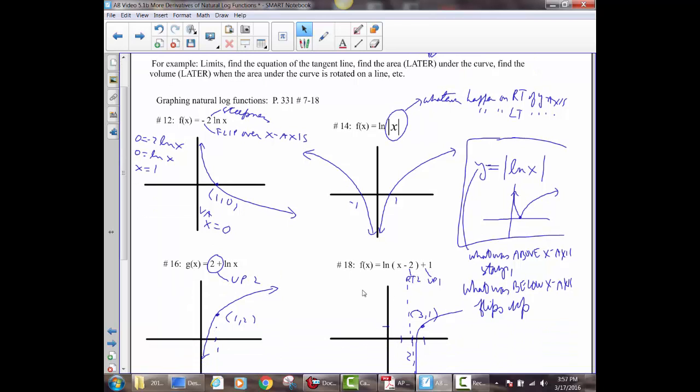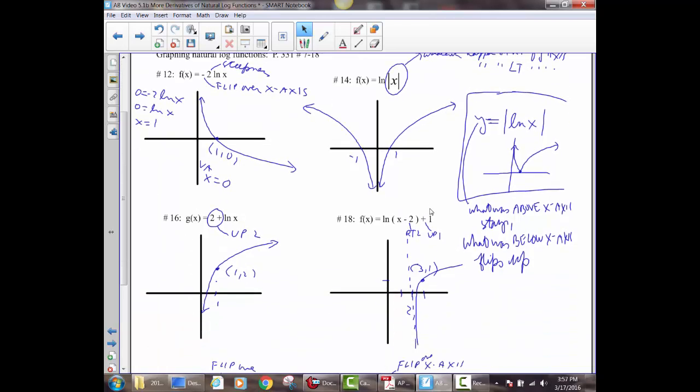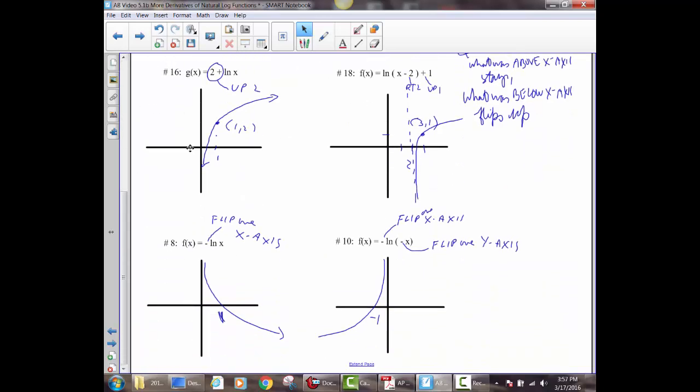This, of course, will move it right 2, which means the vertical asymptote, which used to be at x equals 0, will now be at x equals 2. And then it moves right 2 and up 1, so this point (1, 0) moved right 2 will put it at x equals 3, and up 1 will put it at y equals 1. So not that hard. We already talked about a negative on the outside flips it over the x-axis. And if you have both, it's going to flip the original graph over the x-axis and the y-axis. And you should get this picture right here.